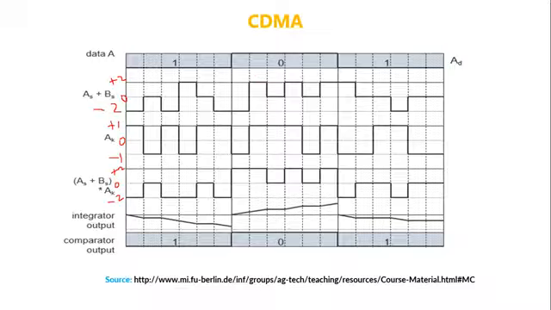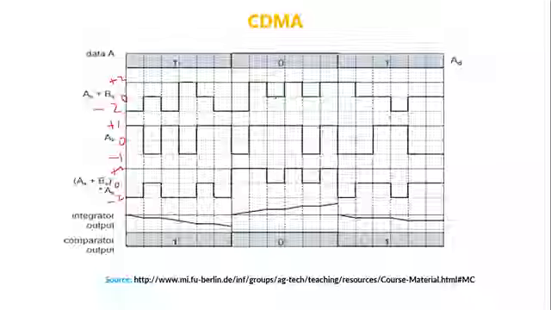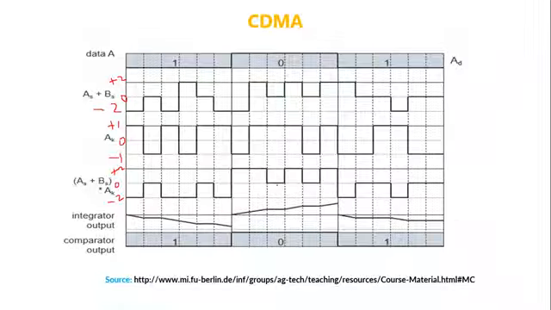So plus 2 into plus 1 is 2, so you are getting here. The next case, it is 0 into plus 1, so it is 0, you are getting here. Like this it continues, right? Finally, this is the signal we are getting.